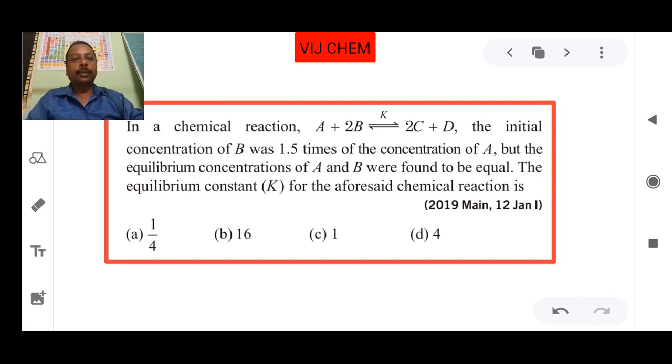A chemical reaction is given: A plus 2B reversible 2C plus D. The initial concentration of B is 1.5 times that of A. Equilibrium concentrations of A and B are found to be equal. Once equilibrium is attained, both concentrations are the same, but initially the concentration of B is 1.5 times that of A. So you have to find the equilibrium constant.